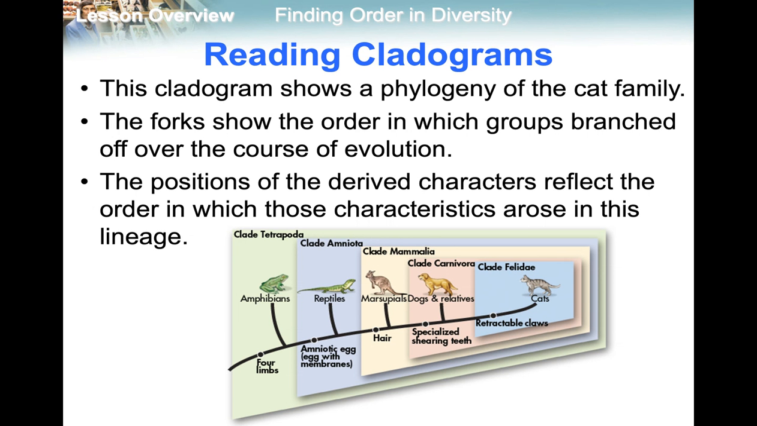When you're reading the cladogram, it shows the phylogeny of the cat family. So what we're looking at is how closely related the cats are to these other animals. At some point, these animals shared a common ancestor, and the further you go down to a cat, the closer related they are. This shows the order in which those characteristics arose and how they evolved.